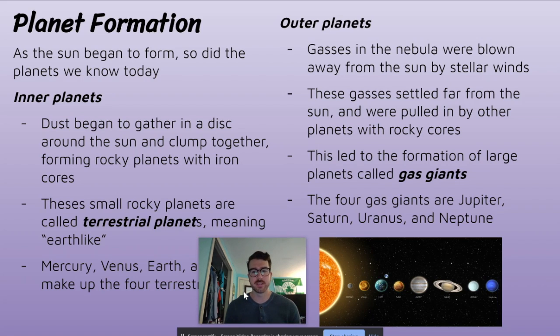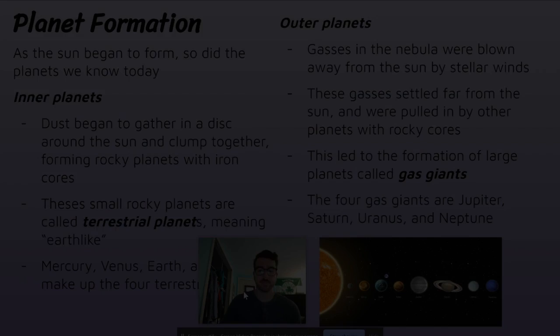So for the outer planets, the gases that were in that nebula when the sun was forming were blown away because the sun was producing lots of wind. It was throwing off a lot of energy, and it blew off the gas, and this gas settled far away. There were rocky formations forming very far away from the sun, and the gas that was blown away by the sun settled around these planets to form massive gas giants. The 4 gas giants in our solar system are Jupiter, Saturn, Uranus, and Neptune.